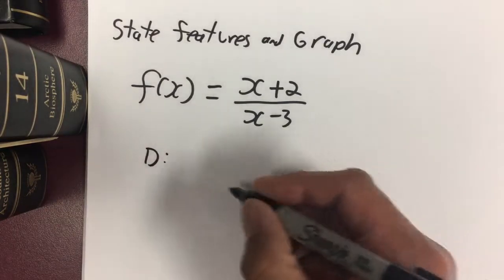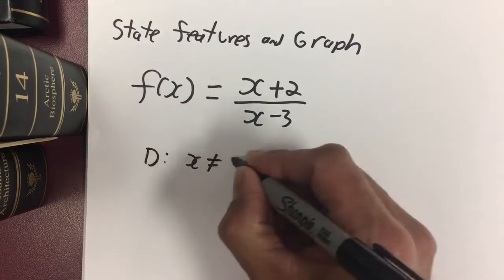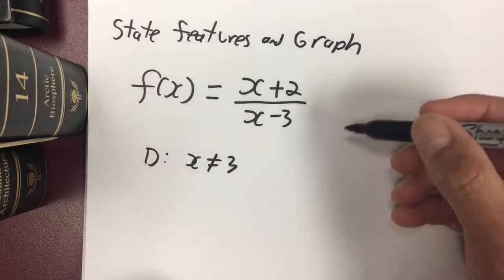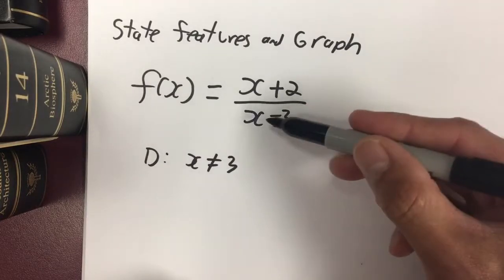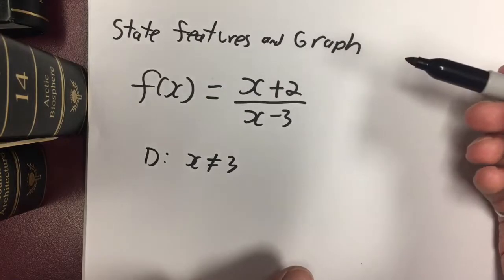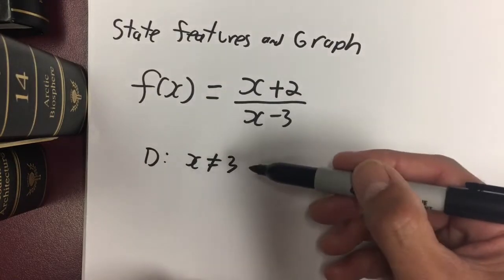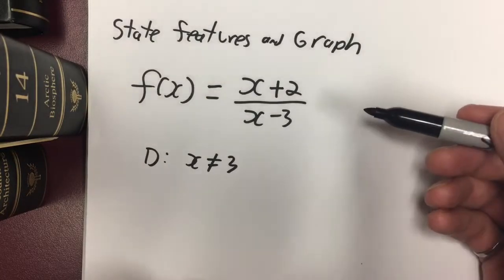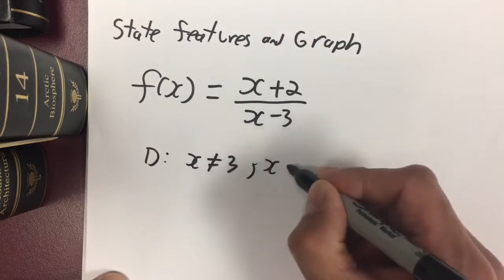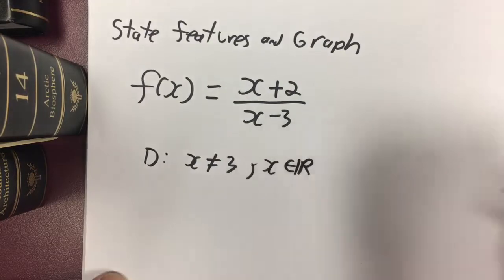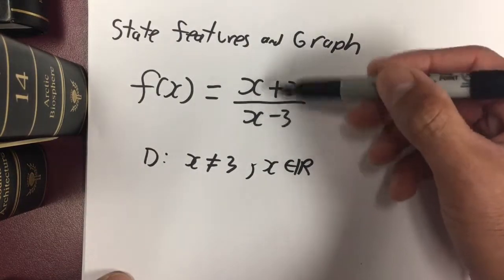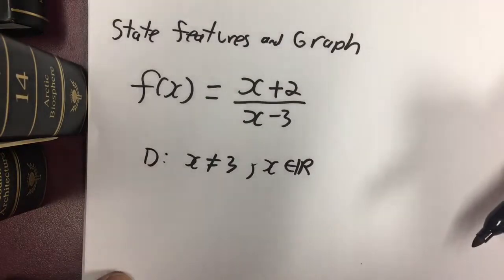The domain is that x is not equal to 3. Here's how we know. If x was equal to 3, you would have 3 minus 3, which is 0 on the bottom. You absolutely cannot divide by 0, so x equals 3 is not in the domain. However, any other real number, you could add 2 to it, subtract 3 from it, and then calculate the fraction.